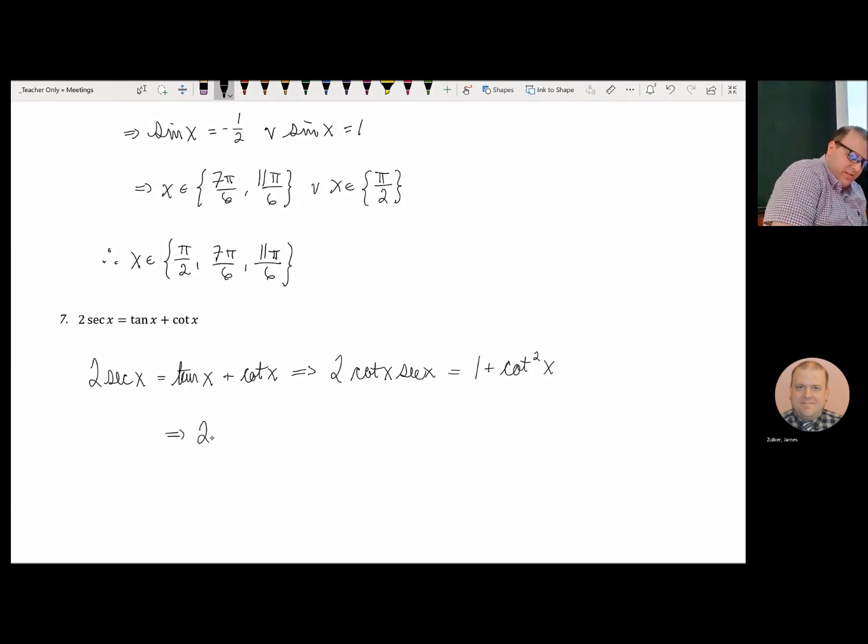One over sine, which is the cosecant, right? What's 1 plus cotangent squared? Cosecant squared. That's one of the 3 Pythagorean identities. I wrote it down: 1 plus cotangent squared equals cosecant squared. Or cotangent squared plus 1 is cosecant squared, doesn't matter.